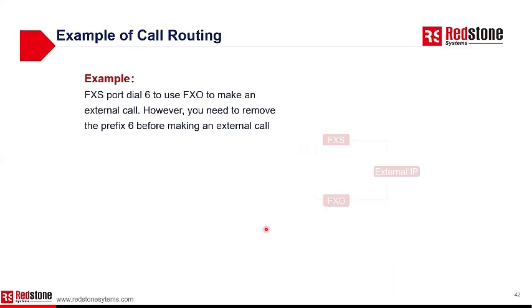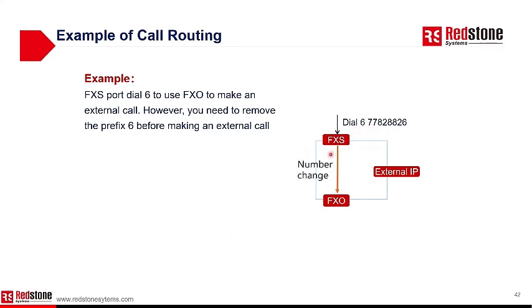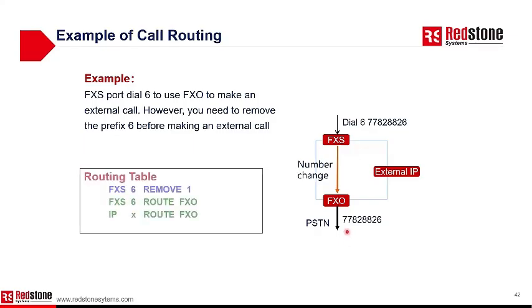More examples on the call routing. If I want the FXO port to dial 6 to use the FXO to make an external call, however, you need to remove the prefix 6 before making the external call. So this is the call flow. You can simply dial 6 and then the number. Then you need to change the number, meaning you need to remove the prefix 6, so the PSTN number should go out to the FXO port. So the routing table should be like this.